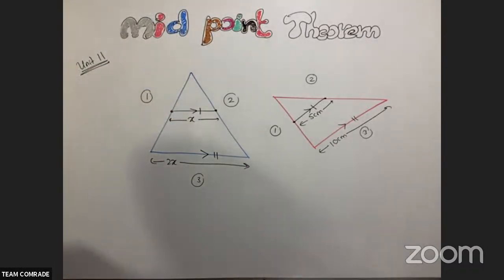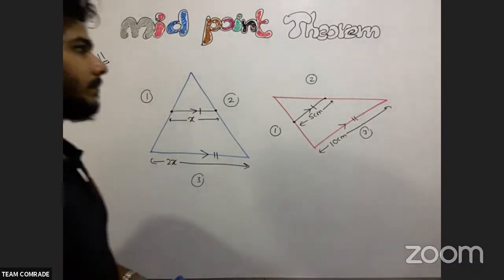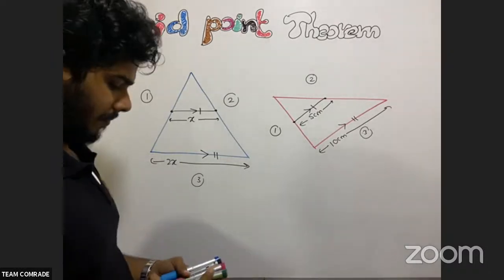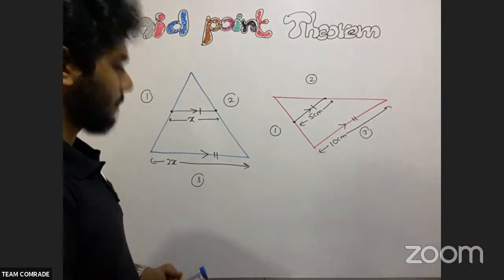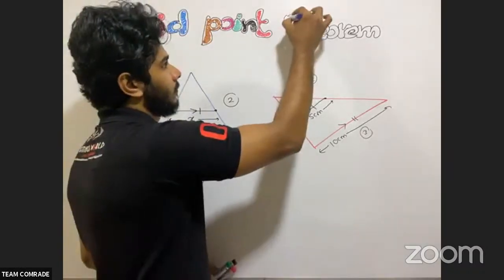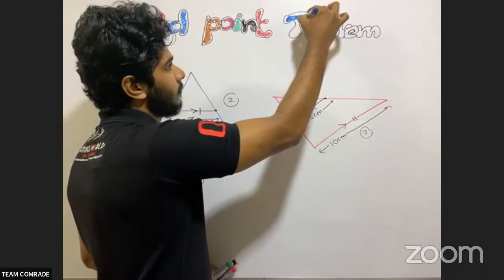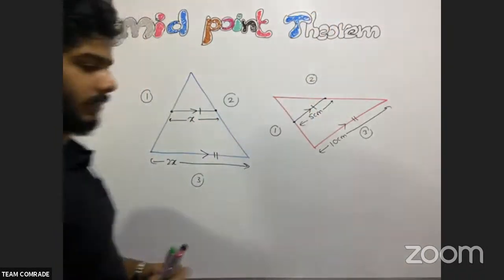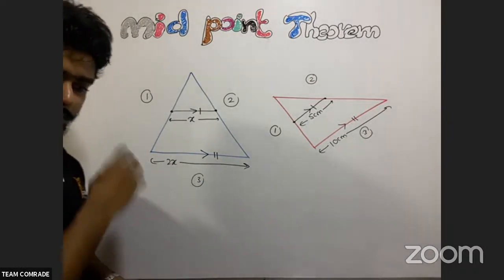Right. Write the subheading: theorem. Done? Yes, sir. Right. Then write the first point of the theorem.